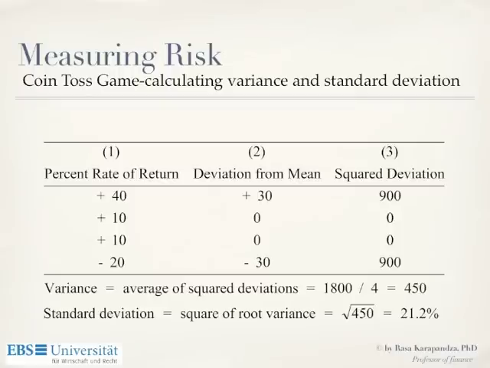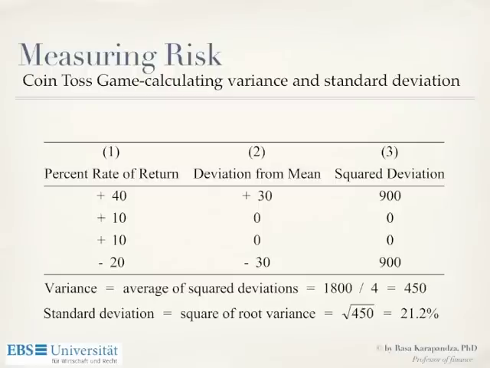As I said, first of all, variance is the average squared deviation from the mean. So what is the mean of these returns? It's 40 plus 10 plus 10 minus 20, divided by 4. These two cancel out, so this is 40 divided by 4, which is 10. So what are the deviations from the mean? What is the distance of each of these observations from the number 10?